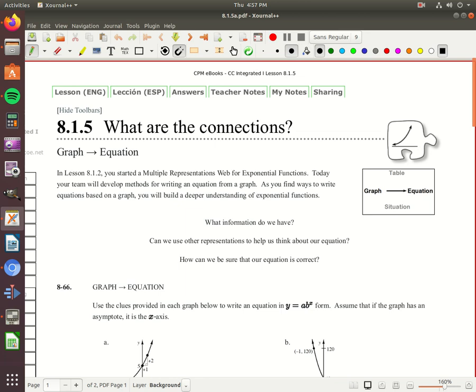We talked about how we were going to deal with these multiple representations, and hopefully there would be a comfort level by the end. And although we're not done with chapter 8 after this lesson, we do move on to some calculator stuff. So this really is hopefully an opportunity to feel comfortable with these representations. So we learned about the multiple representations. Today your team will develop methods for writing an equation from a graph. As you find ways to write equations based on the graph, you'll build a deeper understanding of exponential functions.